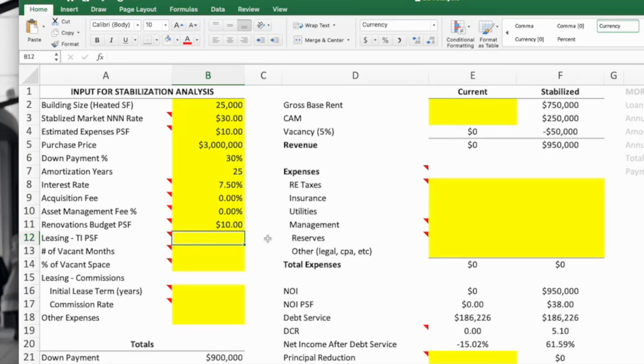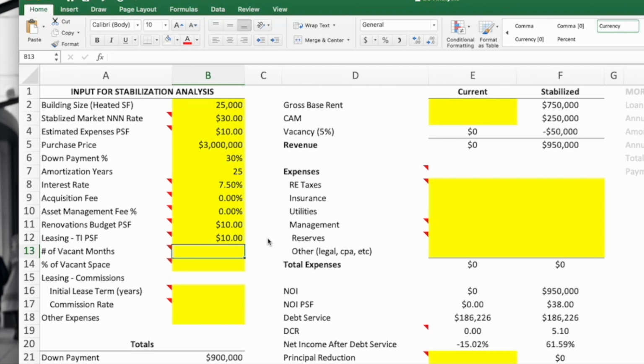So TI, let's go ahead and just assume that it's a vanilla shell building, and we'll just put $10 a foot as well. But keep in mind that $10 a foot, just now when I entered it, it didn't really change anything yet, because we just didn't get there yet. We're about to get to the section where it talks about leasing. Let's say number of vacant months.